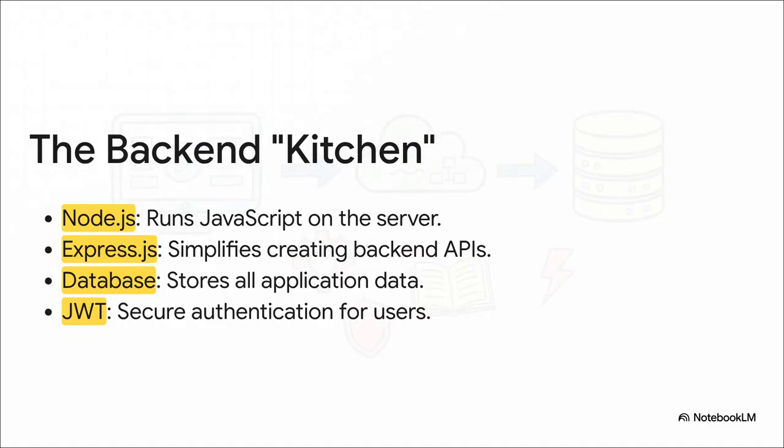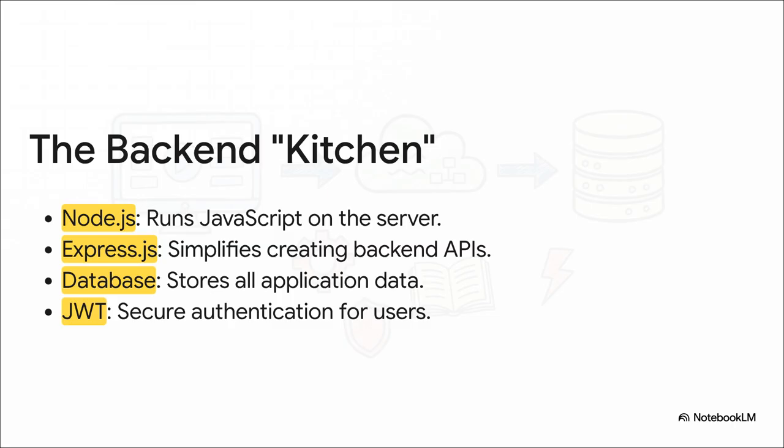Now, that backend kitchen usually has a few key parts. You've got Node.js, which is amazing because it lets you run JavaScript, the language of the web, on the server. Then you have Express.js, which is a framework that just makes it way easier to organize everything. The database, think MongoDB or MySQL, that's your pantry. It's where all the raw ingredients, all your data, are stored.